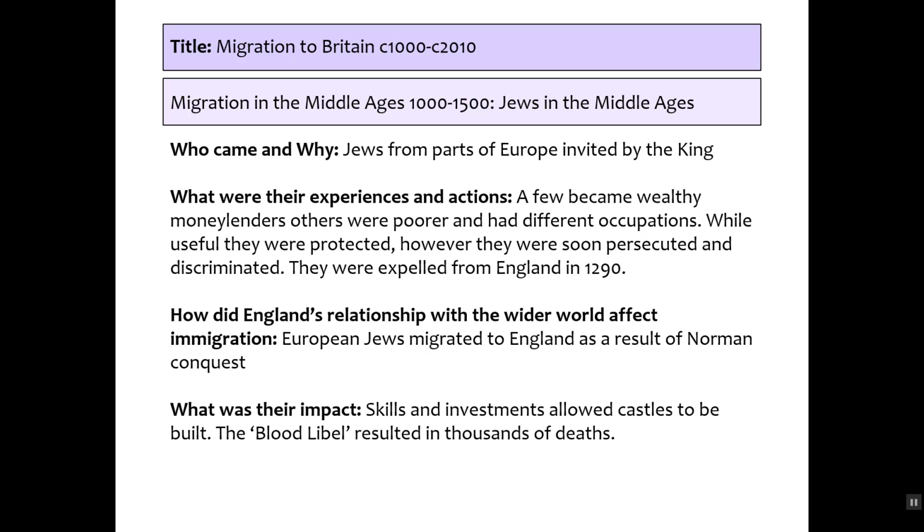They clearly had a significant change in Britain, and their impact was numerous. Jewish immigrants allowed for new skills, new investments, huge castles to be built, and the blood libel actually ricocheted across the whole of Europe. It resulted in thousands of deaths and hundreds of years of persecution.